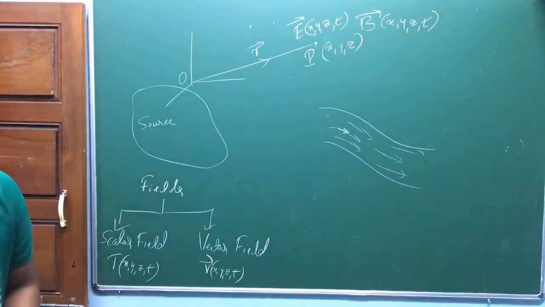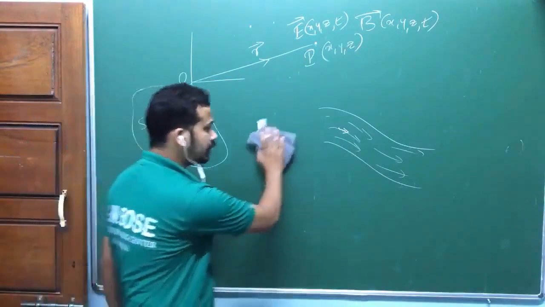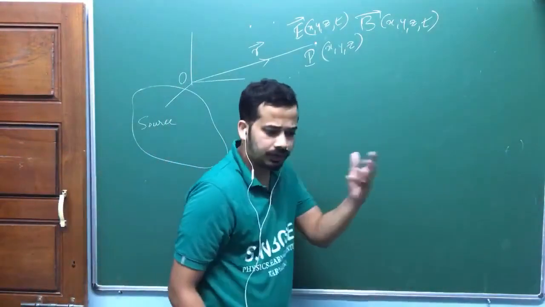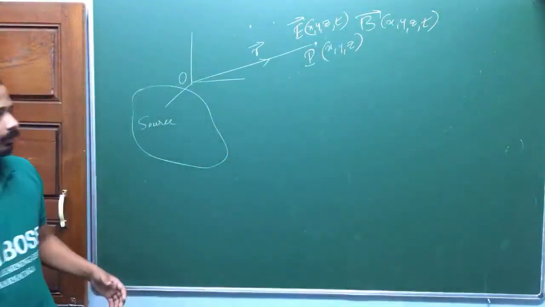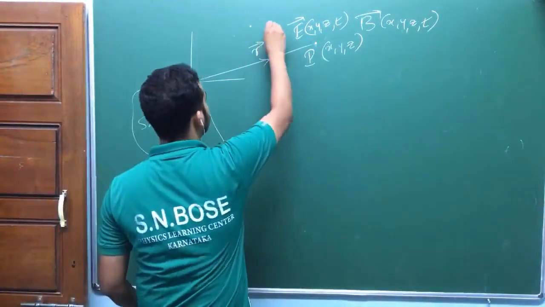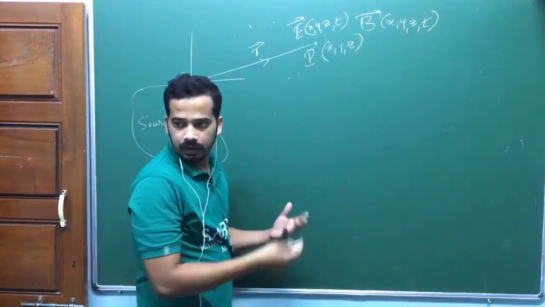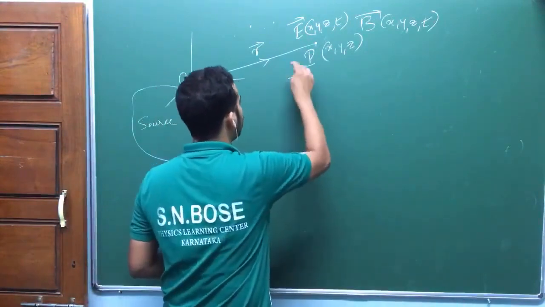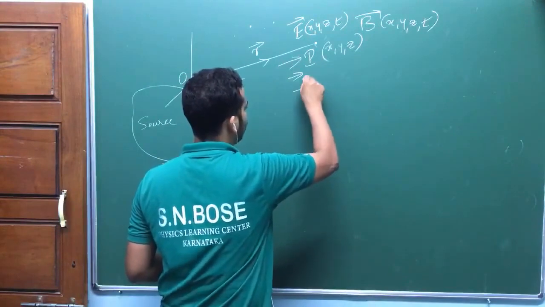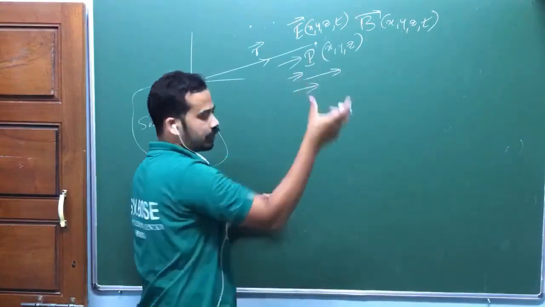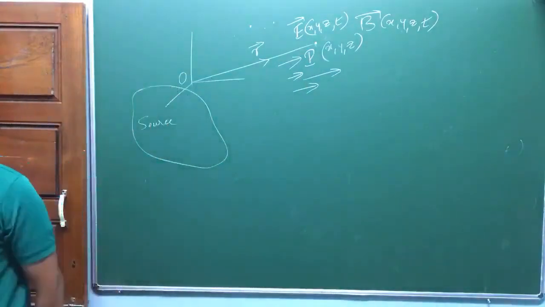So now, how do you picturize this vector field? For a scalar field, you don't draw anything. In the case of a vector field, there are different ways of mathematical representation. Suppose each and every point in space is associated with a vector, am I right? Electric field and magnetic field. You can draw an arrow at each and every point in space, and the length of the arrow accounts for the strength of the vector field at that point. That is one way.